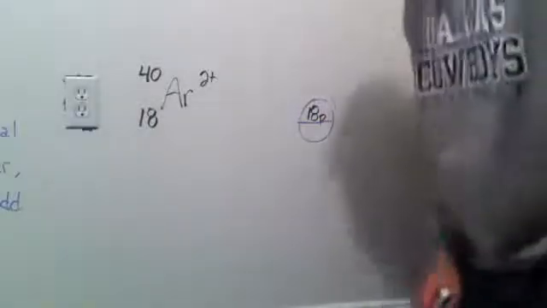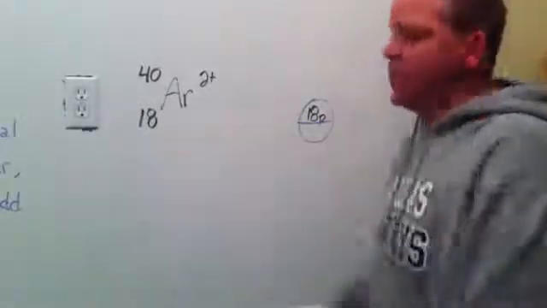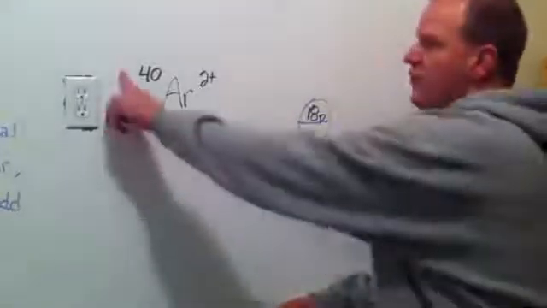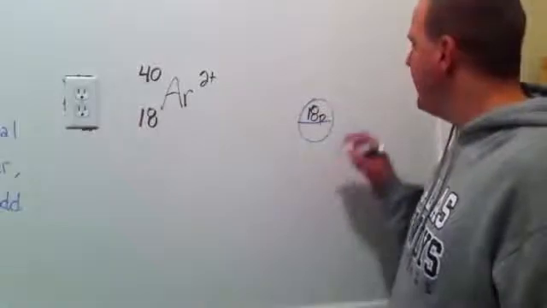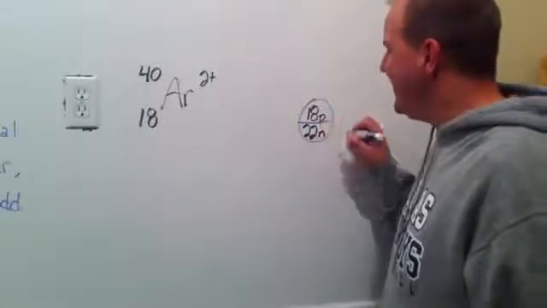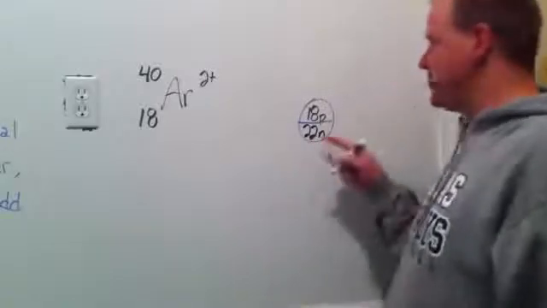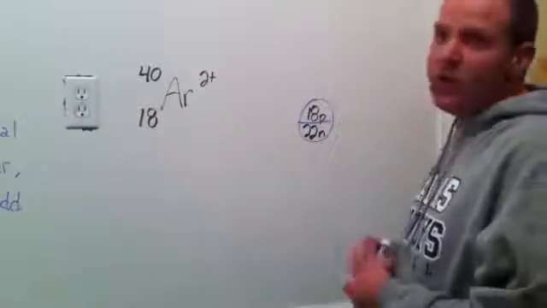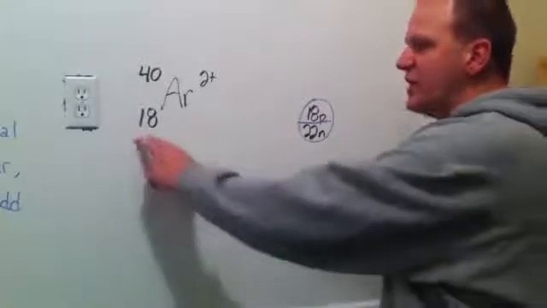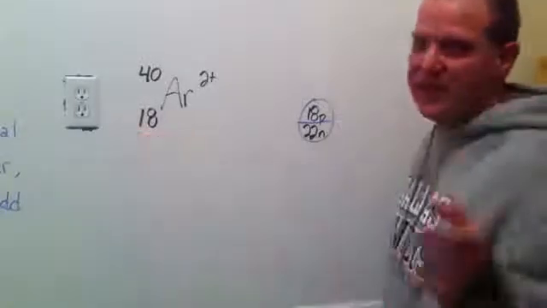Then I've got to solve for the number of neutrons. Well, the number of neutrons is going to be the atomic mass minus the atomic number. 40 minus 18. 22 neutrons. I put 22 inside that nucleus. Now I go on to my electrons. Now remember, electrons are equal to protons. So I've got 18 protons, therefore I have 18 electrons.